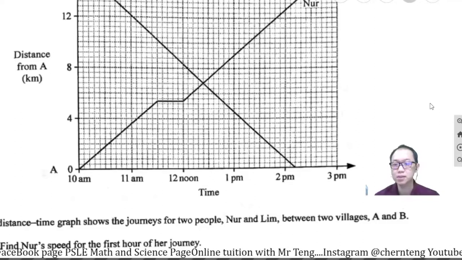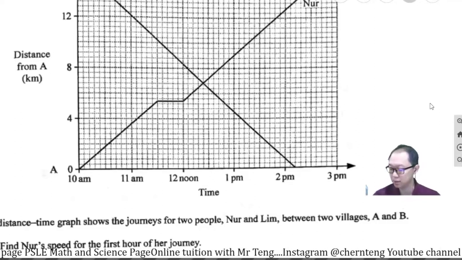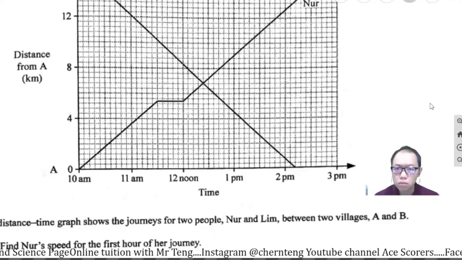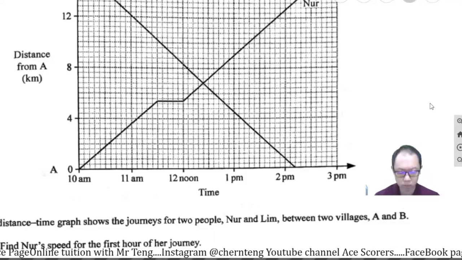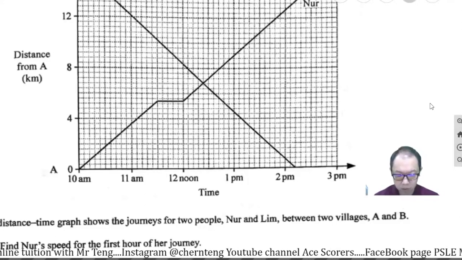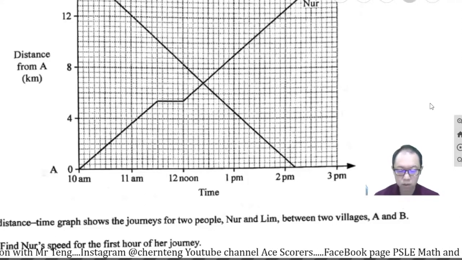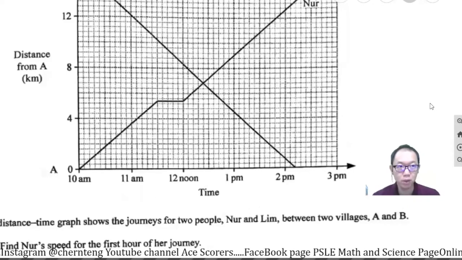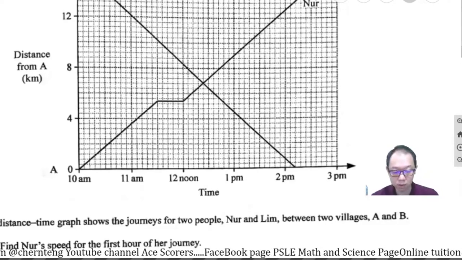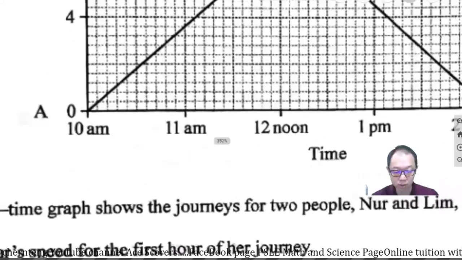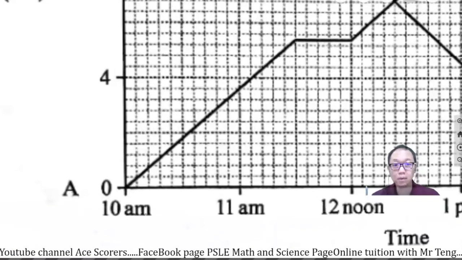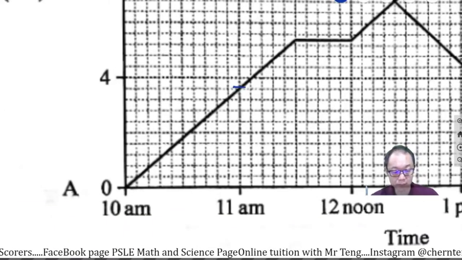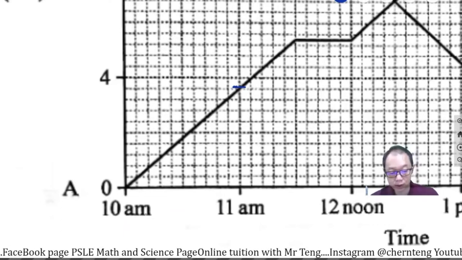Want to find the speed. Speed is the gradient, basically. Let's find the gradient. We zoom in a bit, right? Zoom in. All right, so let's take a look here. Now the first hour, it cuts here, at this point. So this is somewhere here.